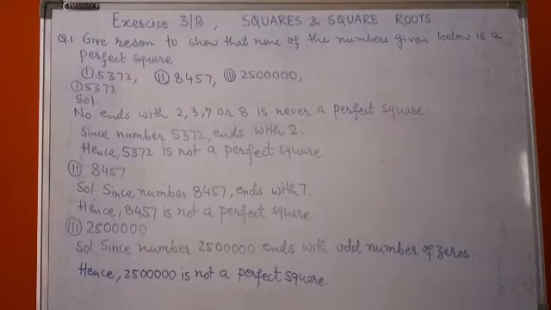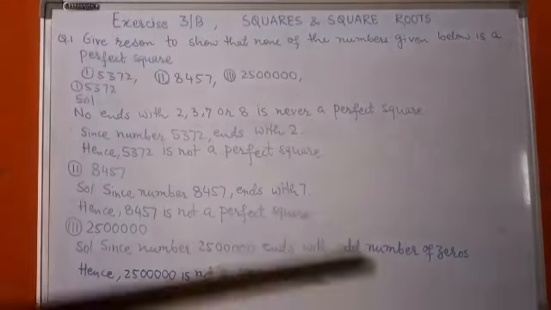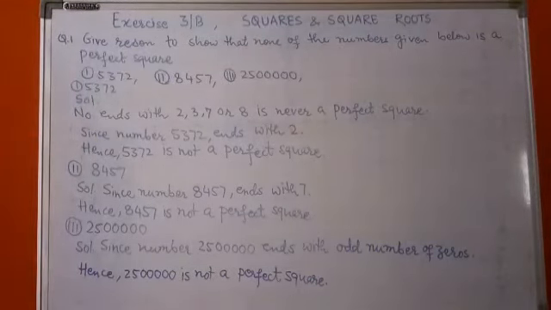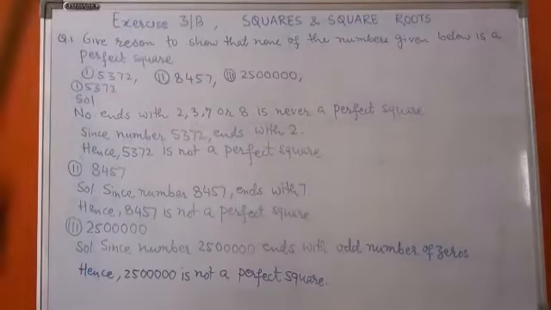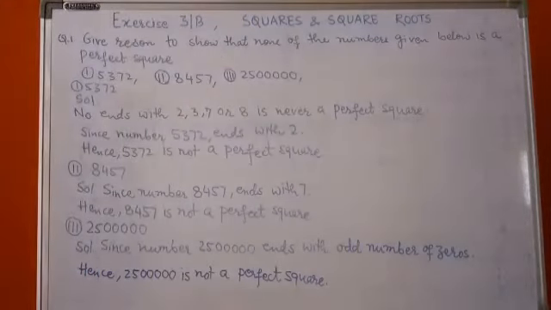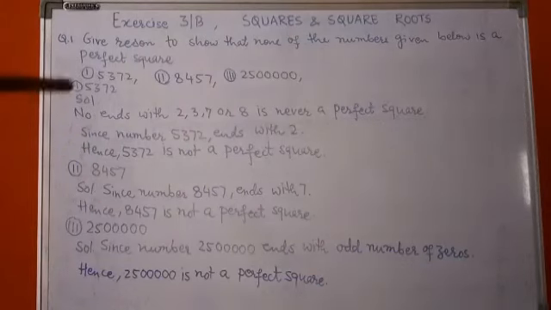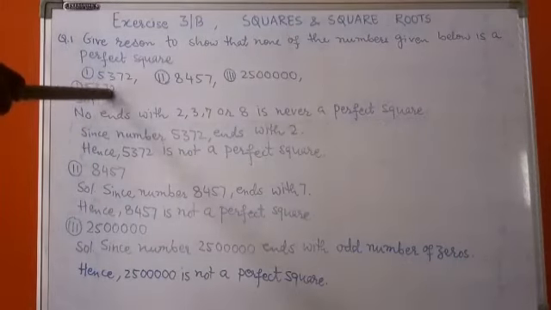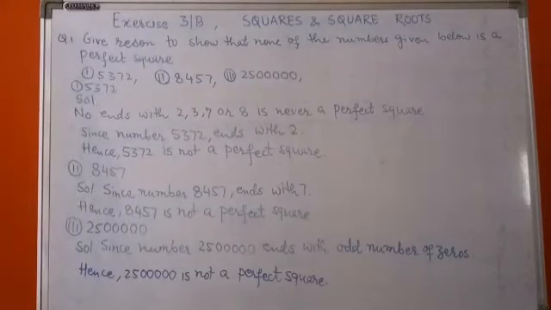Now in question number 1, some numbers are given. I think in your book there are nearly 8 numbers given in question number 1. Here I have taken only 3 numbers because of limited space. So in our first question, the number 5372 is given.